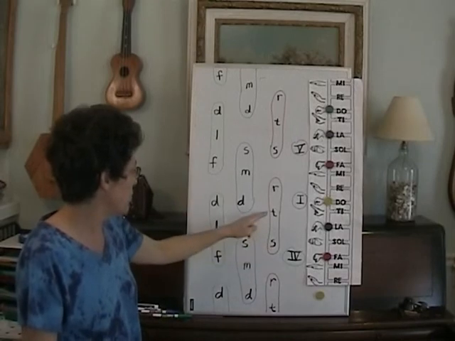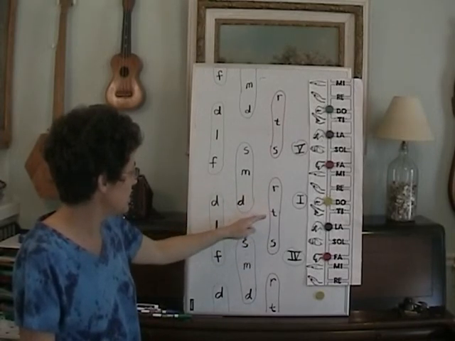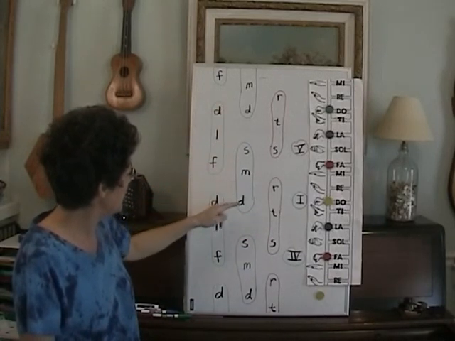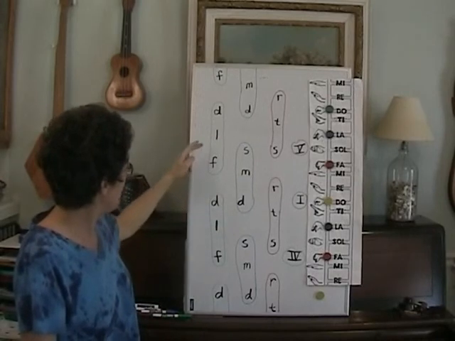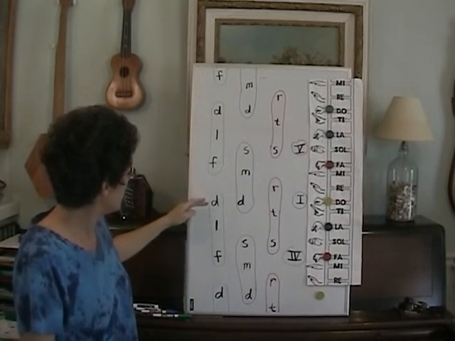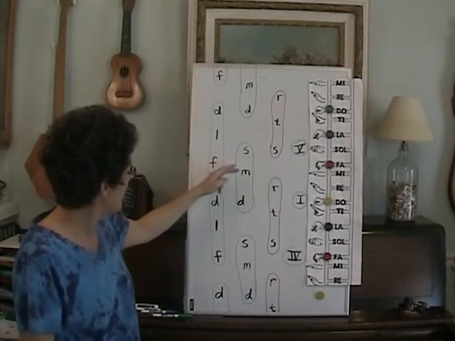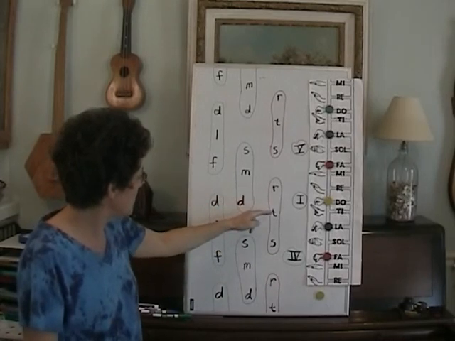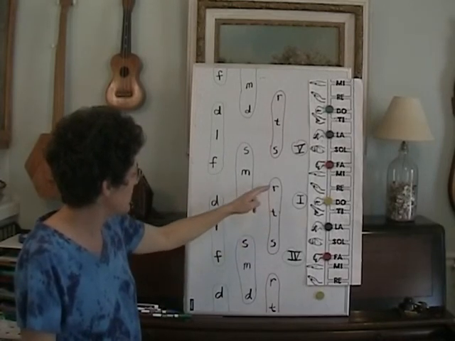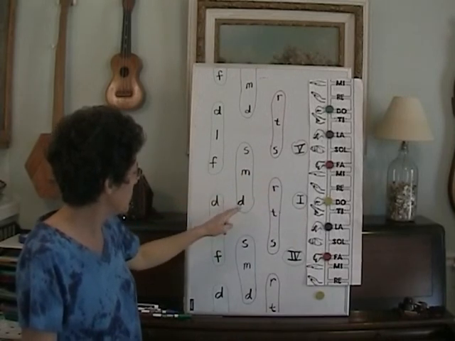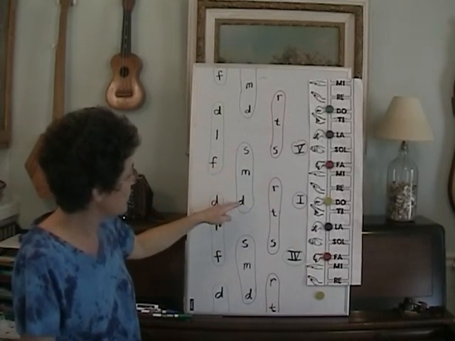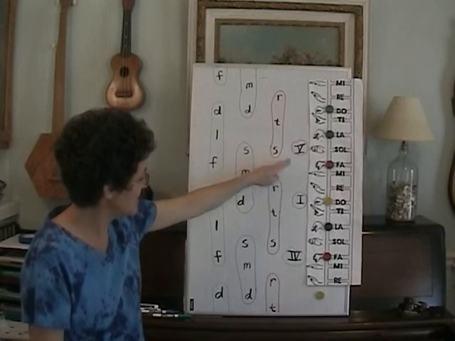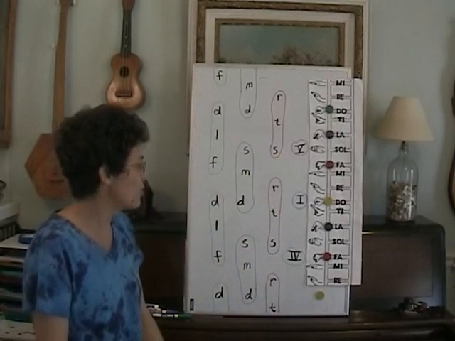do, so, ti, re, ti, so, ti, do, mi, so, mi, do, fa, la, do, fa, mi, so, do, ti, re, so, re, do, mi, do. So that's a little introduction to the tonic, the dominant, and the subdominant chord in major.